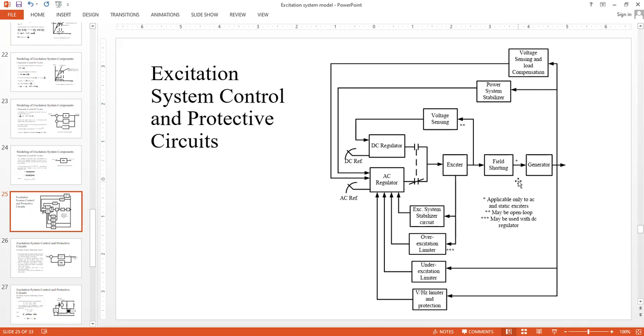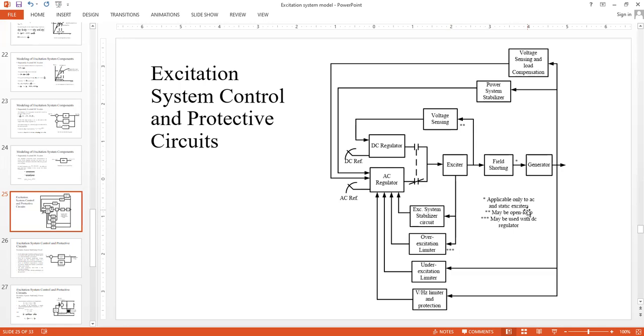Then there are some blocks whose locations are variable, so those are marked with different numbers of stars. The single star, you see, is the field shorting. The field shorting is a certain block which is only applicable to AC exciter and static exciter.